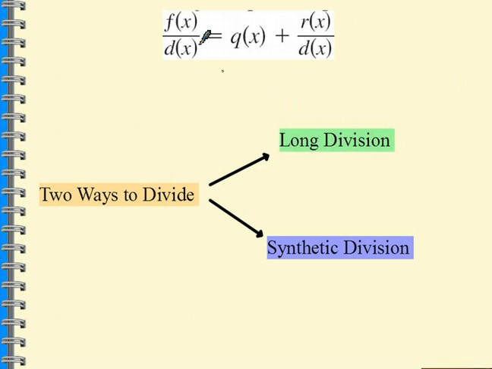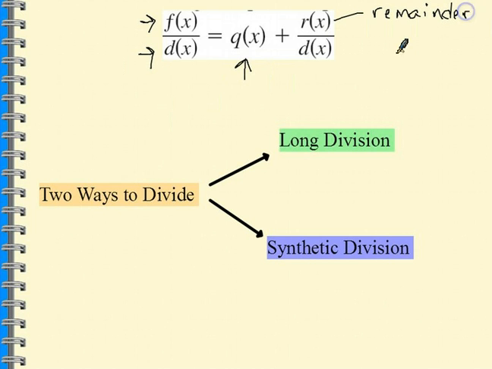So if you have some function f, let's say right here we have a function that we call f, and we're going to divide it by another function called d. So we take f of x divided by d of x. The result is going to be some quotient q of x, but then we're going to have this left over, and it's what we call the remainder.